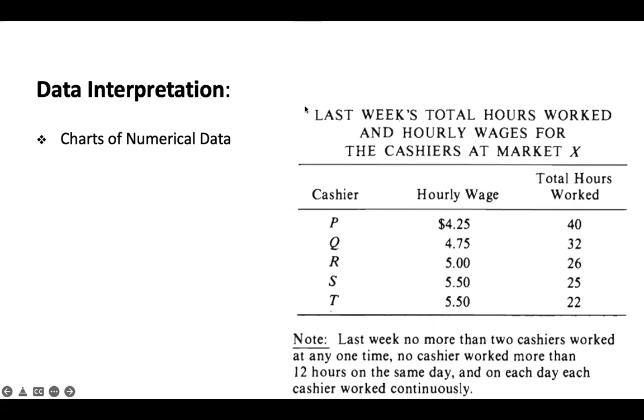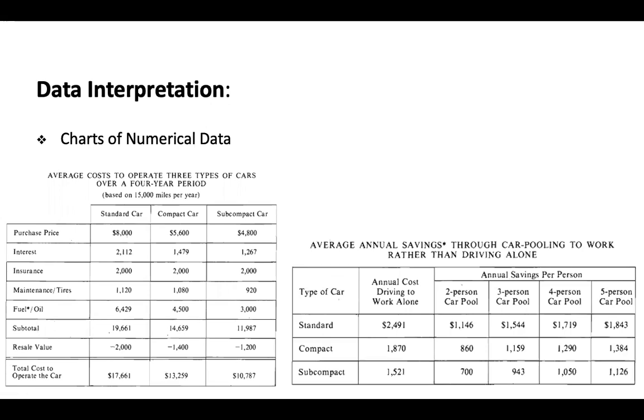But remember one thing, whenever you see such questions, always read the note. The note bears a lot of importance. In the chart, you won't be provided with all of the detail, but if you miss the note, you will most likely make a mistake in the question. And again, this is one chart, and this could be a combination of multiple charts as well. Just like the first one shows the average cost to operate 3 types of cars over 4 years, and the second one is the average annual saving from carpooling to work rather than driving alone. So these are the common types of data interpretation graphs which you will see in the exam.